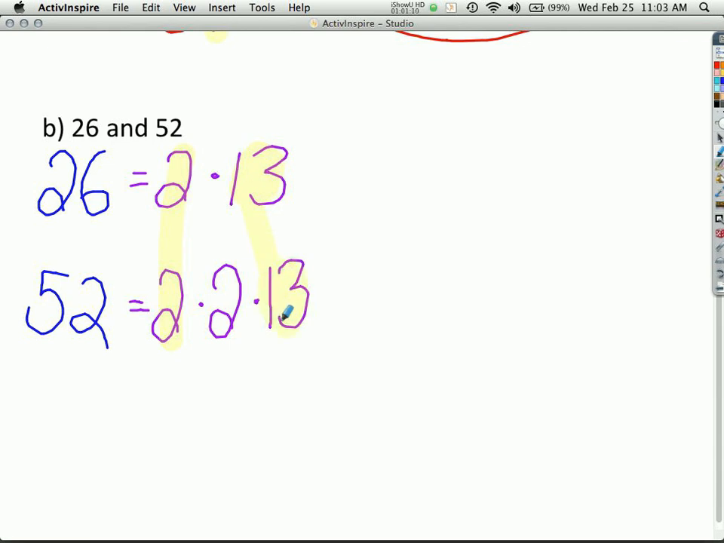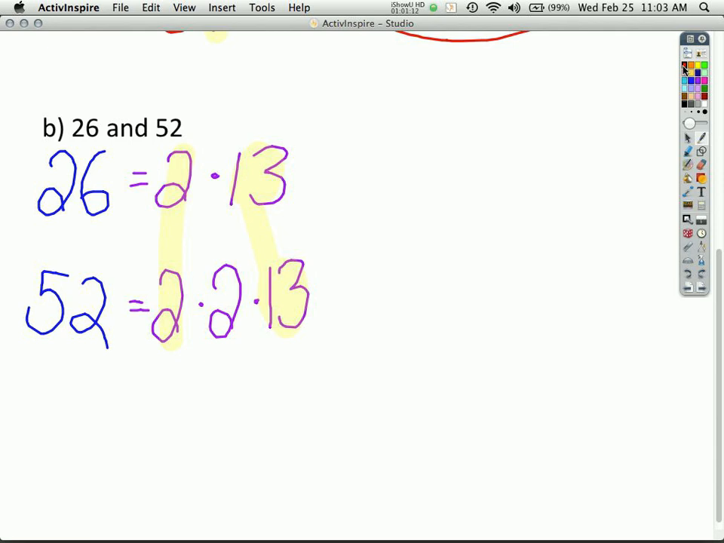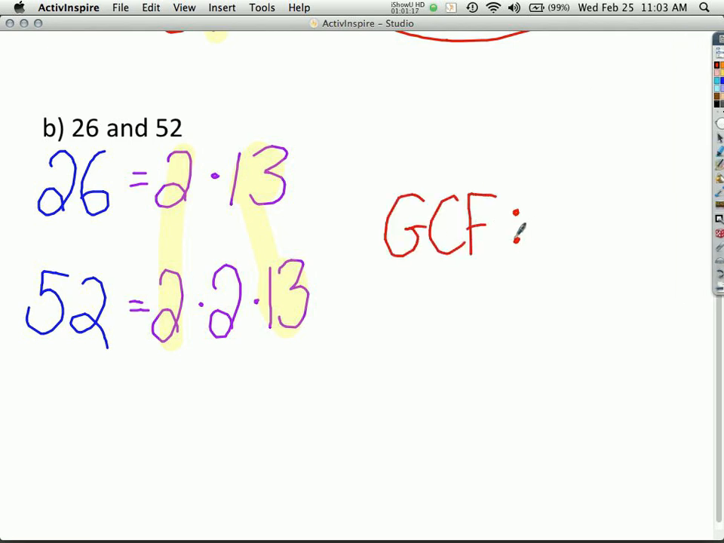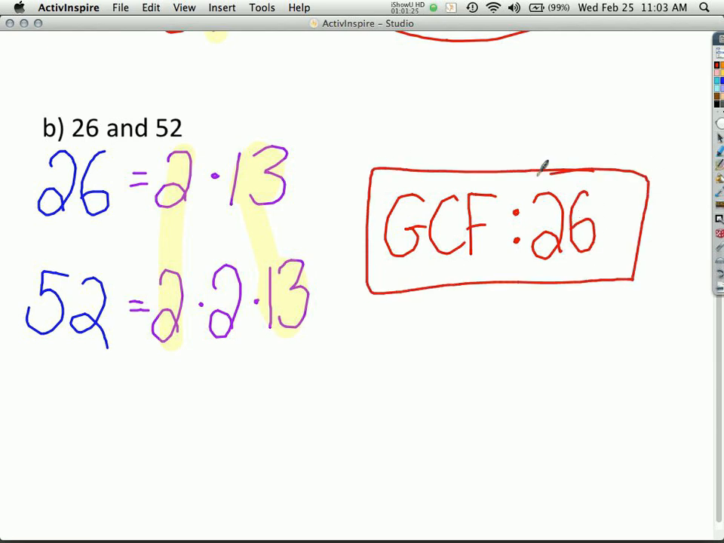Multiply 2 times 13, and someone tell me what is the GCF, the greatest common factor, for these two numbers. Laurel, you're on a roll. Go for it. 26. Anyone have any questions? Tristan. I also found out that 26 times 2 is 52. Okay, so in this case, there was an easier way to do it, but there's a purpose behind what I'm doing, and you're going to see it right now.